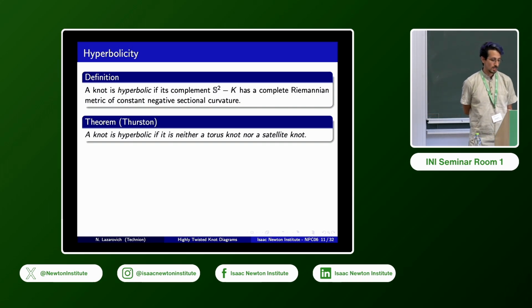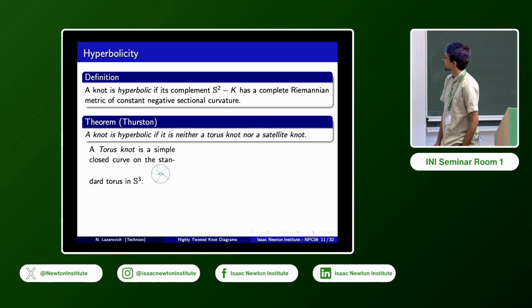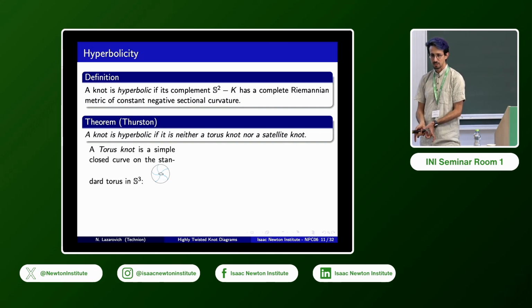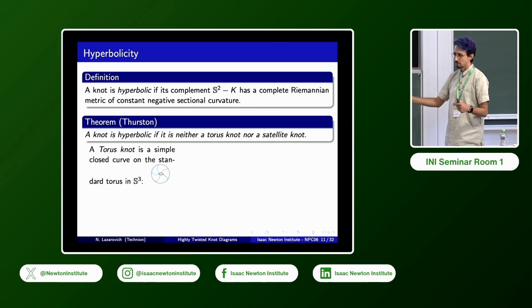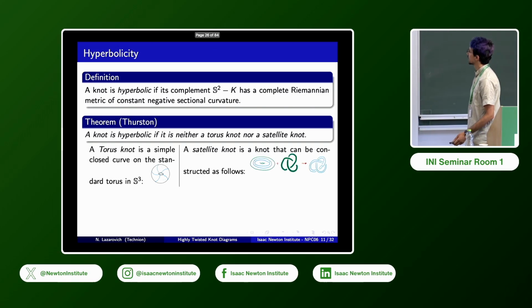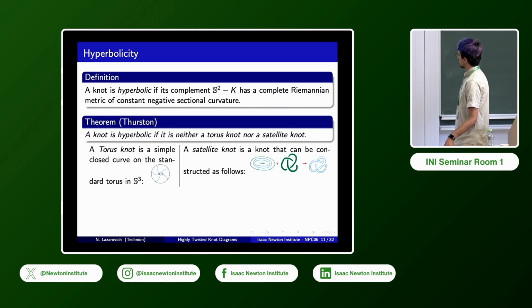if it's not a torus knot or a satellite. I'll tell you which one of them. A torus knot is just you take the standard torus in R3 or S3, and you draw a curve on this torus. This is the torus knot, and a satellite is something of the following form.